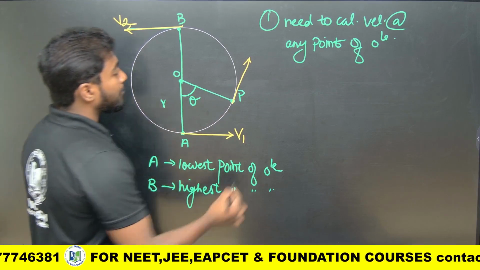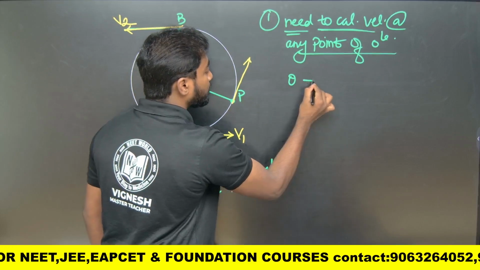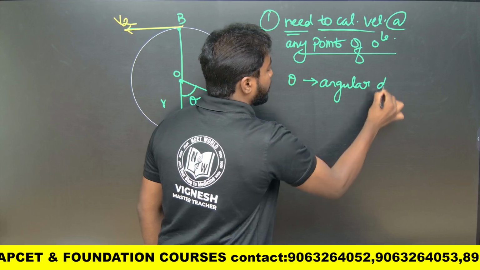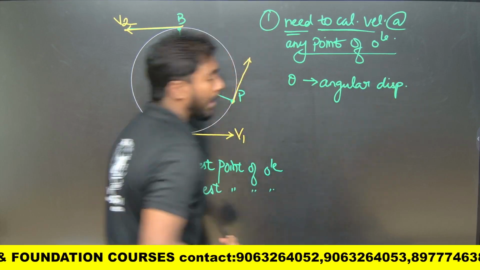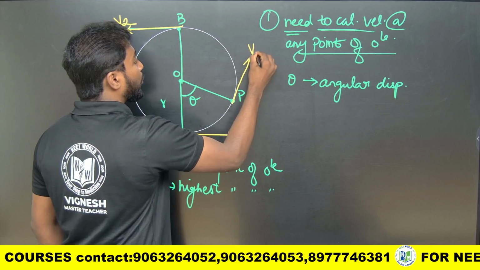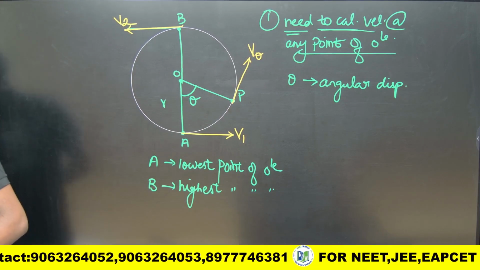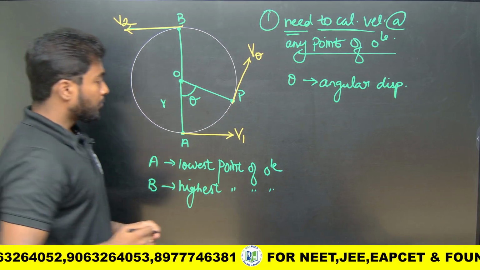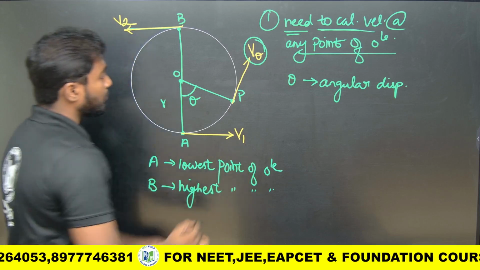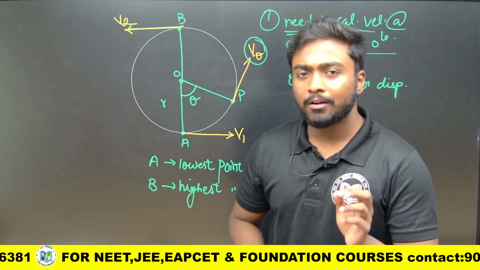Theta is nothing but the angular displacement. Now I will name the velocity at P as v theta. Now I need to find this v theta. Before that, let me give a short trick to find it.